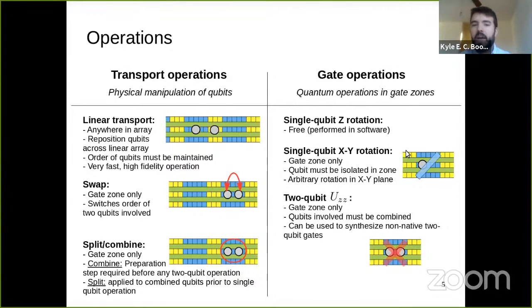And then finally, we have 2 qubit UZZ gates, which again must be accomplished in the gate zones. And once again, the qubits that are involved in these 2 qubit gates have to be combined beforehand with the combine operation. And we can use these UZZs to essentially synthesize any non-native 2 qubit gates involved in our circuit. And we're going to use this red X to illustrate these.